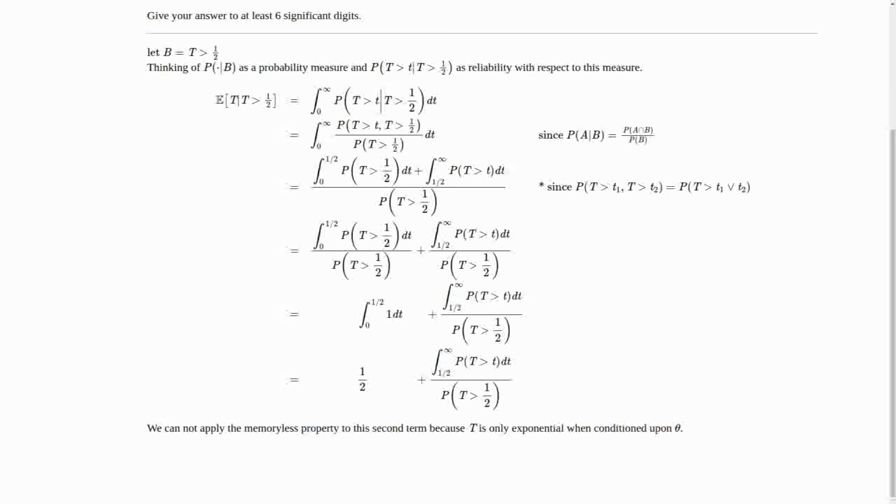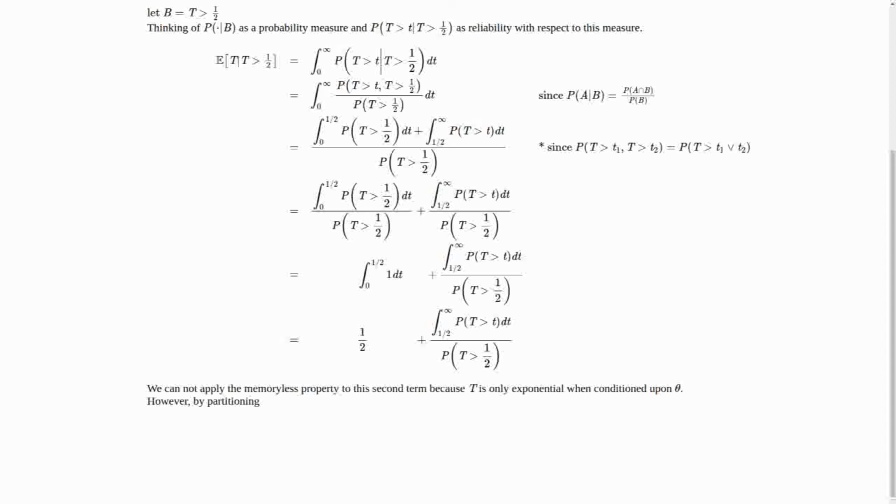Now we would ideally like to use the memoryless property. However, that does not hold immediately because T is only exponential when conditioned upon theta. However, we can partition over theta so that we know the value of theta, and so we could write the probability that T is greater than little t as the sum from i equals 0 up to infinity of the probability that T is greater than little t given theta is equal to i, times the probability that theta is equal to i. We know that theta is Poisson, and so it has an alphabet that is the non-negative integers, i.e. 0 up to infinity.